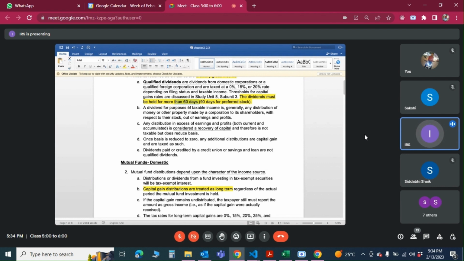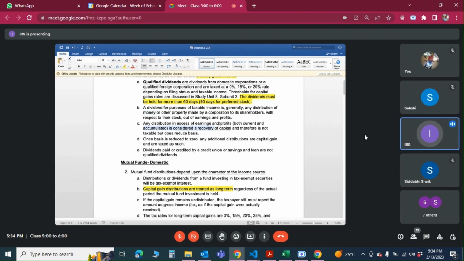A dividend, for the purpose of taxable income, is generally any distribution of money or even property made by a corporation to its shareholders. So it does not necessarily have to be a cash dividend. It can be given in any other form as well, by distributing some property or even by giving more stocks to the shareholders. The company may not have cash to give, so they'll say, we can issue more stocks, and the fair market value of those stocks is so and so. So we can always understand the value of the dividends that the shareholder has received.